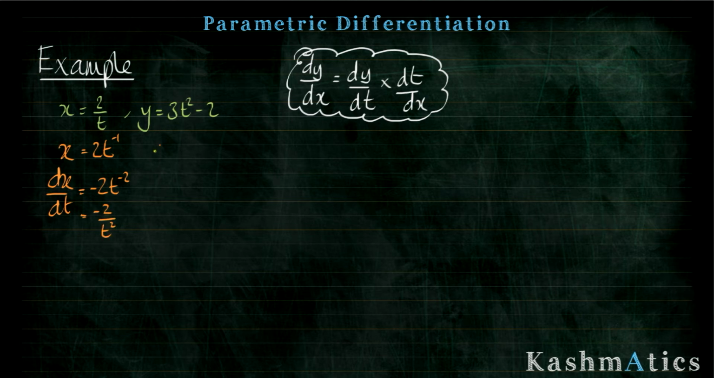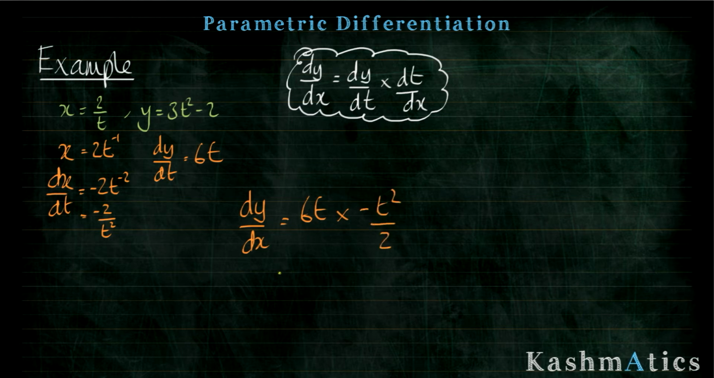Now dy by dt will equal 6t. Okay, so that's that one done. So all I need to do now is plug it all in. So dy by dx will equal dy by dt multiplied by dt by dx. Now remember, I need to do the reciprocal, so multiplied by minus t squared over 2, and that gives me minus 3t cubed. Remember the 6 and the 2, you can cancel out a factor of 2. Alright, so that's that one done. Again, fairly straightforward.